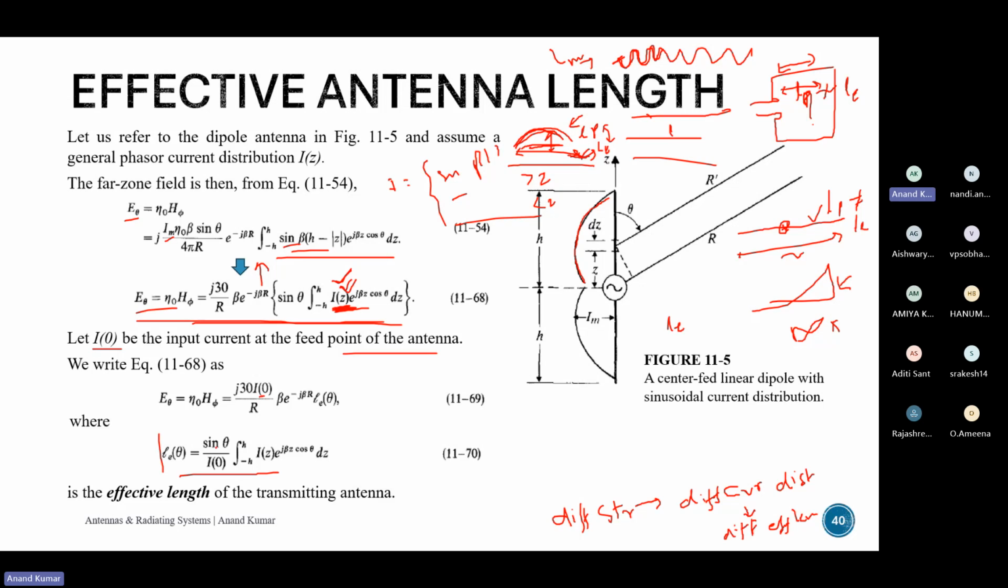So the effective length is given by this expression for small antennas as sine theta upon I naught, integral from minus h to h over the physical dimension, from starting to end, and how the current is distributed over it. So this is the definition of the effective length. We had the expression for electric field, and within that we substituted Iz with I0 and LE over here, and this LE is defined by this expression. If we substitute this back over here, we'll get the same expression. So we have now defined the effective length.